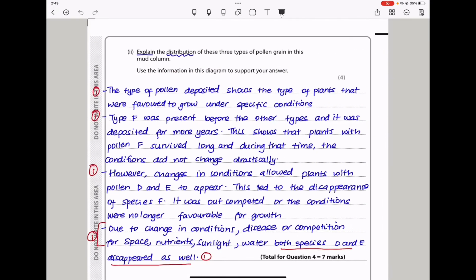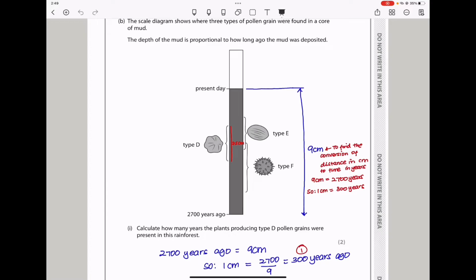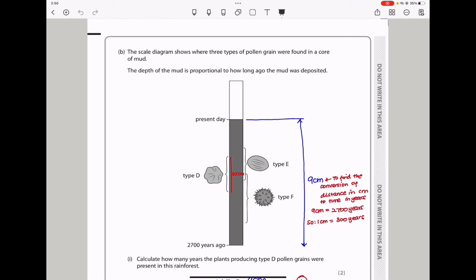Moving on. Here they say, explain the distribution of these 3 types of pollen grains in this mud column. Use the information in this diagram to support your answer. If I take you back here, you can see different types of plants were present in different time periods, and that means different conditions favored the growth of specific types of plants. So here I said, the type of pollen deposited shows the type of plants that were favored to grow under specific conditions. Type F was present before other types and it was deposited for more years, meaning you can see the time period is longer in comparison to these two.